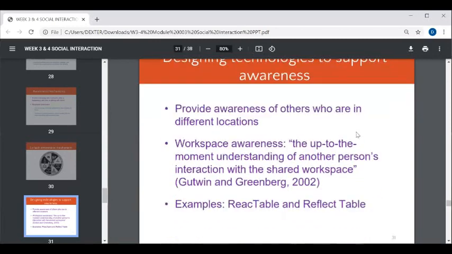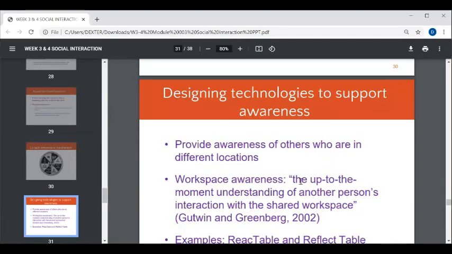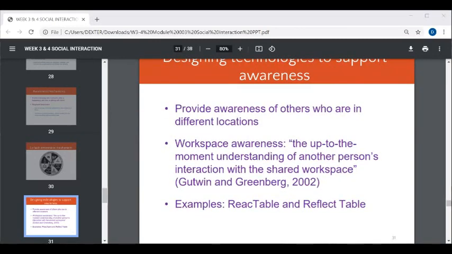Designing technologies to support awareness. Okay, since the establishment of computer-supported collaborative work as a research area, computer advances have changed the paradigm of how technology is applied to improve the performance of collaborative scenarios.